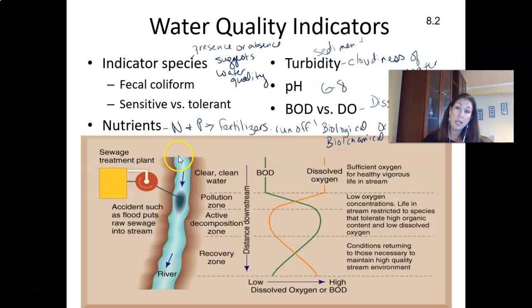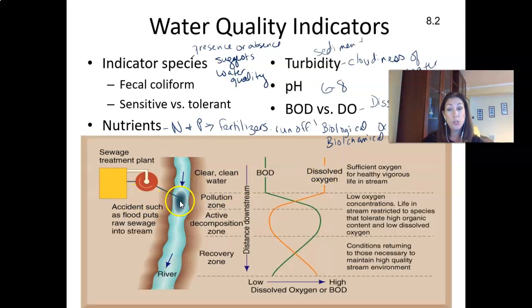So here, what we see is a river that is flowing down towards the bottom of the screen. And we have an input of waste right here at the mid-level of our river. So in a healthy river, what you like to see is a low BOD and a high DO. So what this means is there's enough oxygen to support life in there.